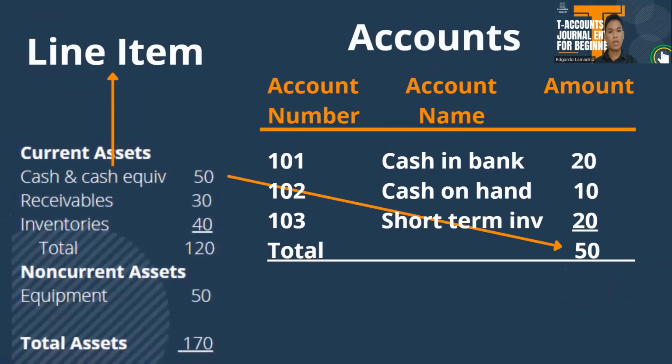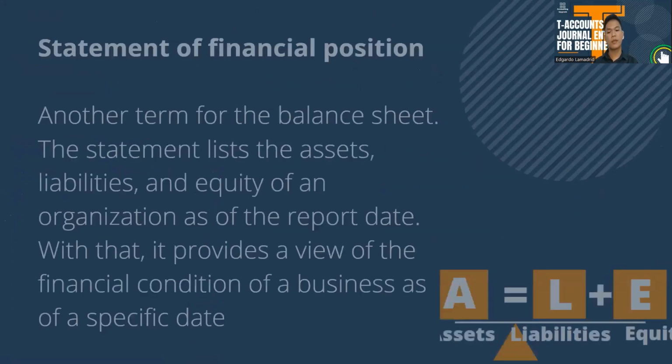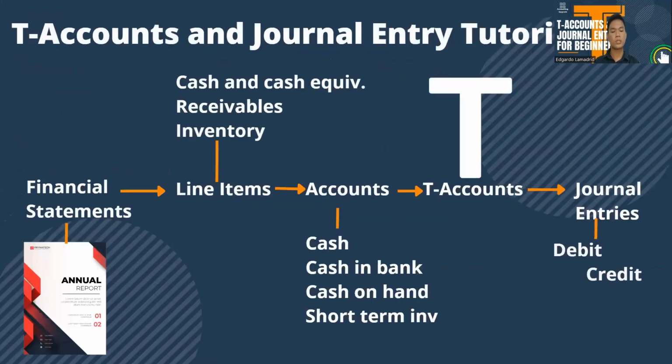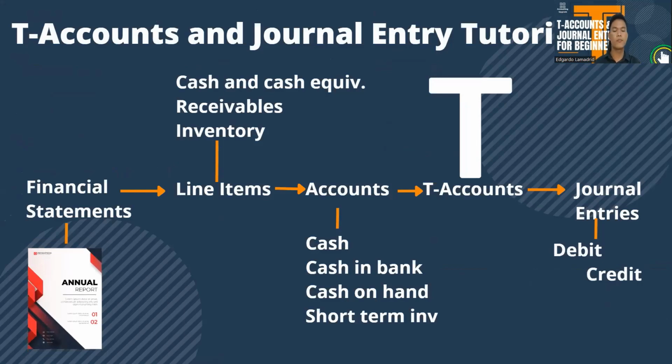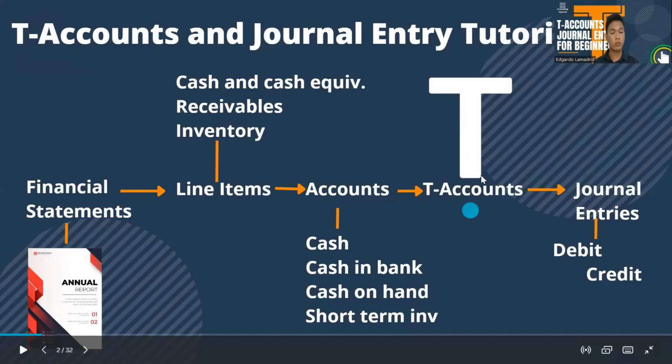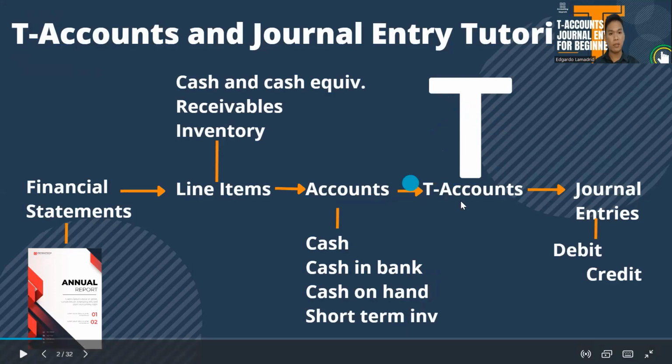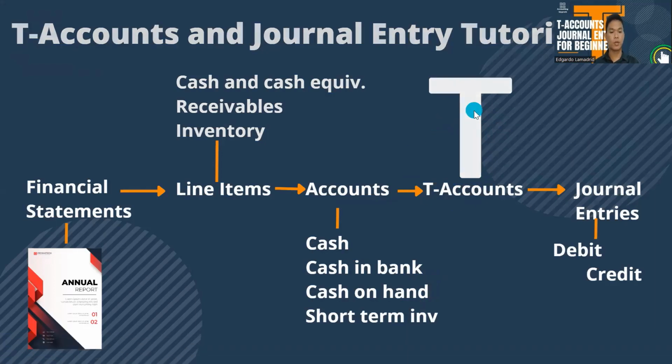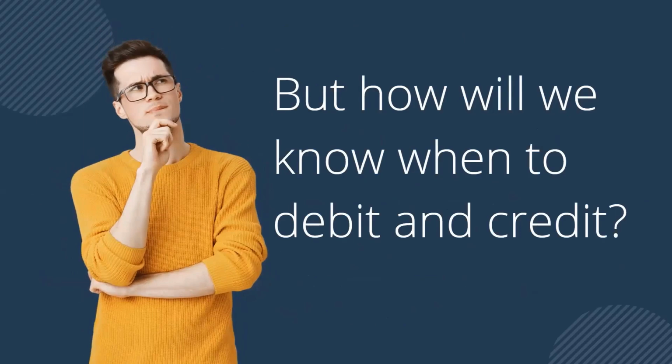So as you can see, our topic is all about discussing the flow from the financial statement to line items to accounts to T accounts and journal entries. So now, the cash equivalent line item here is composed of cash in bank, cash on hand, and others. And from there, the cash in bank, the cash on hand, and the short-term investments will consist of many transactions which are embedded into the T account. Okay. But how will we know when to debit and credit?